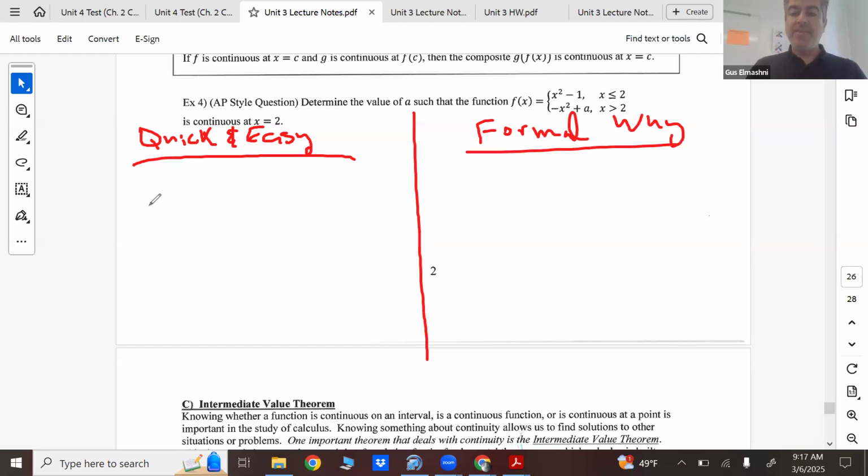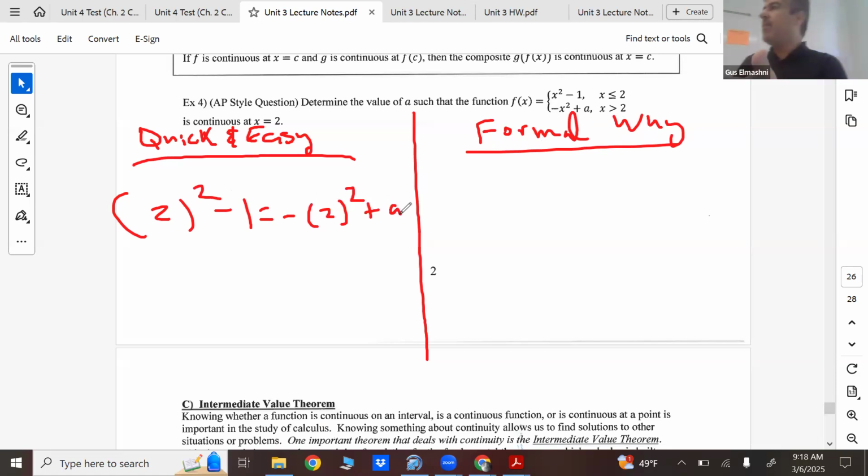Okay, quick and easy is this. Solve for a. Plug in 2 for x, because they have to link up, right? Otherwise, they're not continuous. They have to link up. So you get 3 equals -4 plus a. What's a going to equal? There we go. Okay, that's easy.